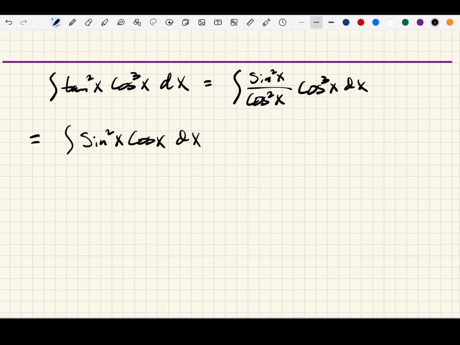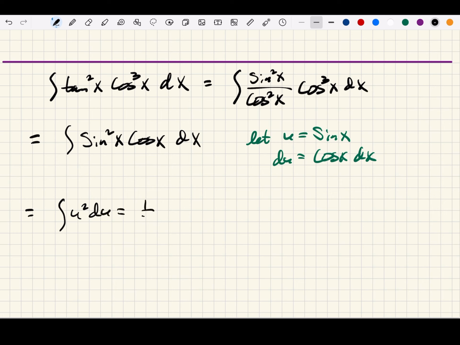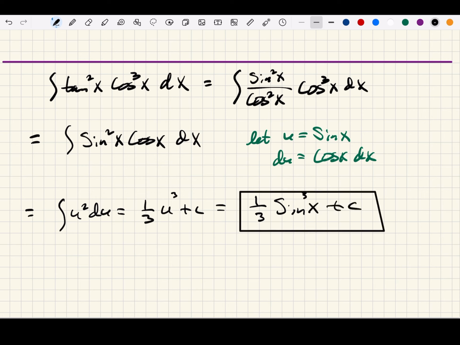Great. So now if I just say I'm going to let u be sine x, then du is cosine x dx. And now I have integral u squared du, so 1/3 u cubed plus c, so 1/3 sine cube x plus c. And there we go.